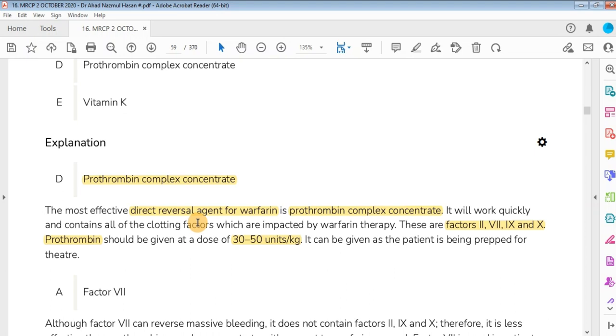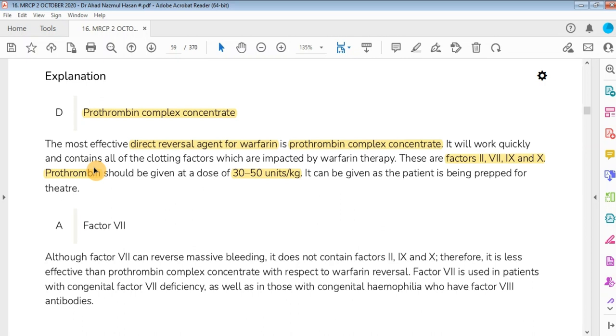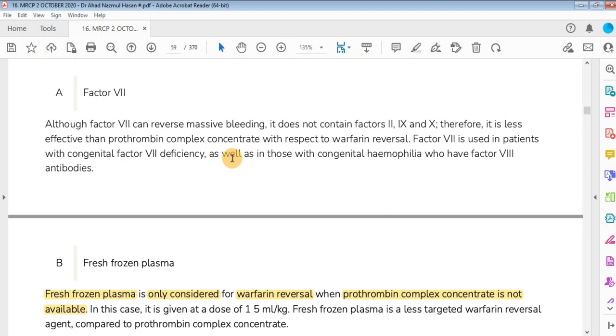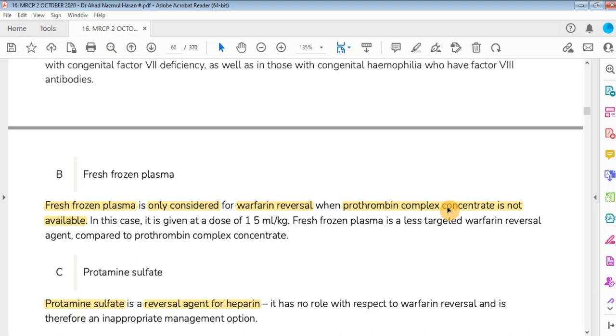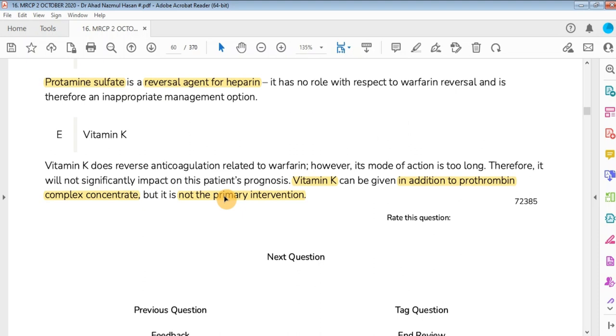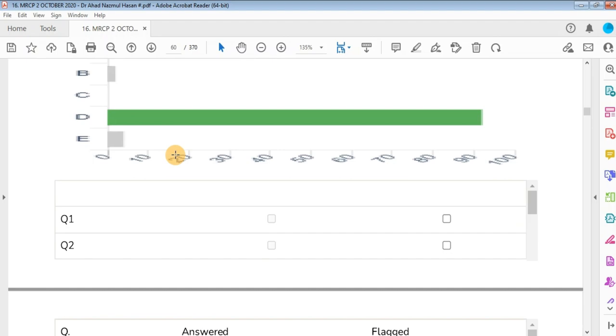The most effective direct reversal agent for warfarin is prothrombin complex concentrate. It will work quickly and contains all of the clotting factors that are impacted by warfarin therapy. These are factors 2, 7, 9 and 10. Prothrombin complex should be given at a dose of 25 to 50 units per kg. Fresh frozen plasma is only considered for warfarin reversal when the prothrombin complex concentrate is not available. Protamine sulfate is a reversal agent for heparin, and vitamin K can be given in addition to prothrombin complex concentrate, but this is not the primary intervention. So go with the PCC. If PCC is not found, go with fresh frozen plasma.